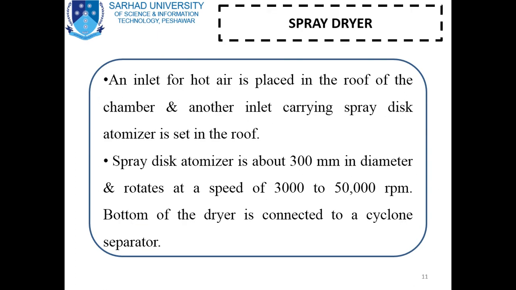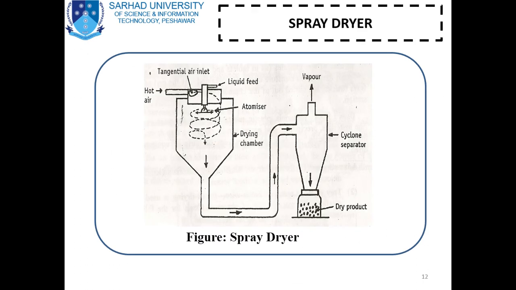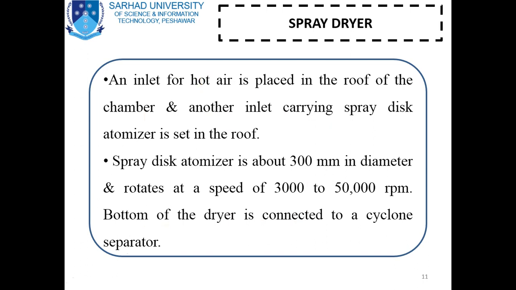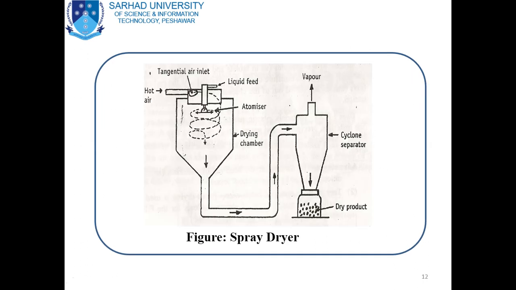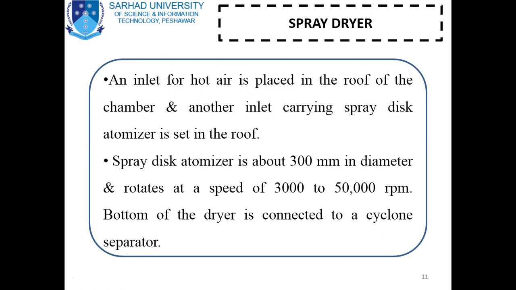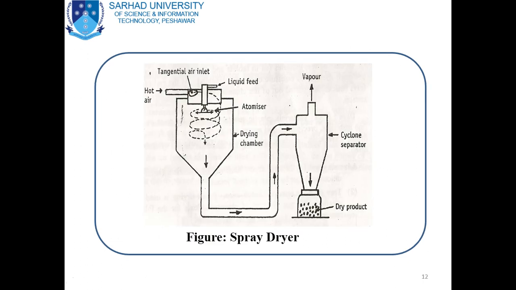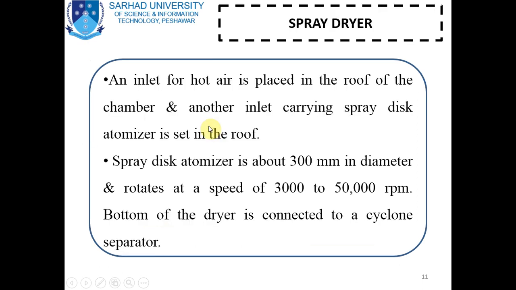An inlet for hot air is placed in the roof. You can see that is the inlet for the hot air, also termed the hot air inlet, in the roof of the assembly. Another inlet carrying a spray disk atomizer is also set in the roof, for atomizing the liquid in the form of small droplets.